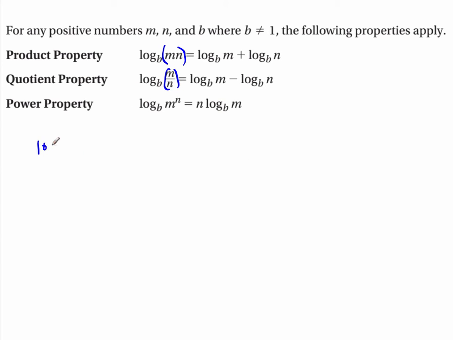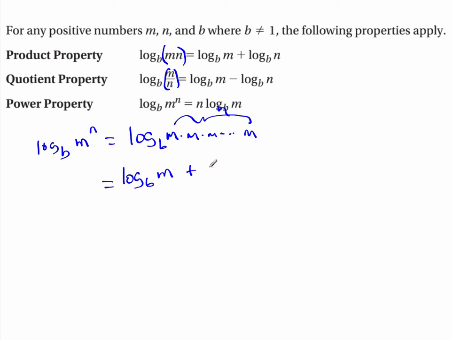Suppose I write the log base b of m to the n as log base b of m times m times m dot dot dot. So we're going to have n of these. All right, using the product property, this is log base b of m plus log base b of m plus, and on to log base b of m, where again I'm going to have n of these. Well, adding these up, this just becomes n log base b of m.